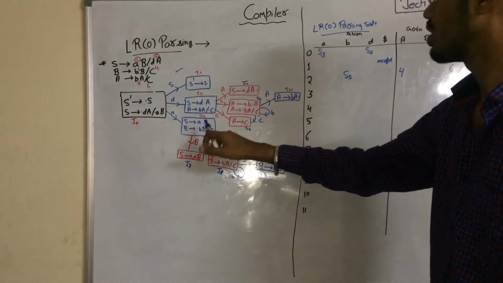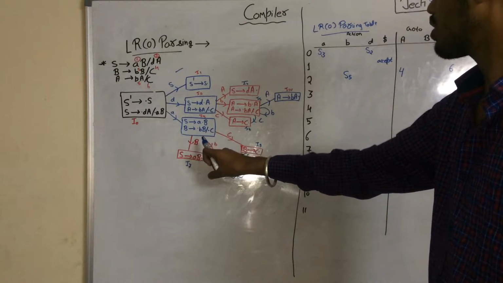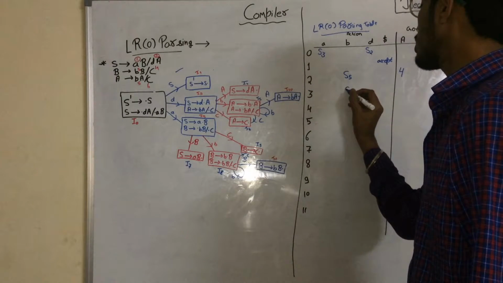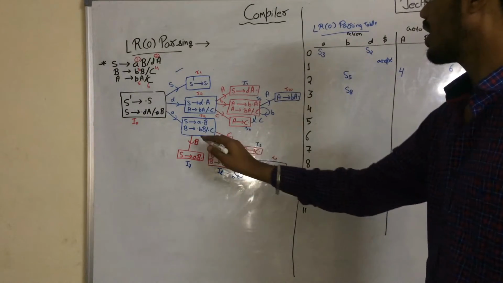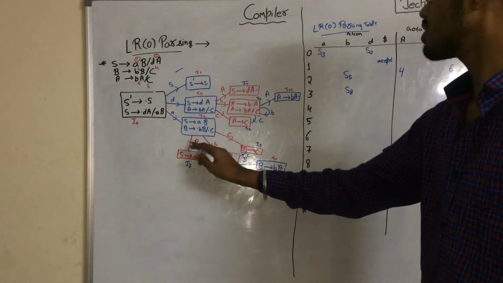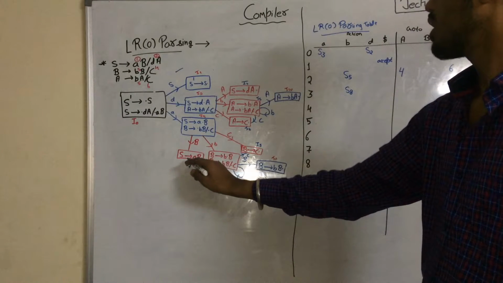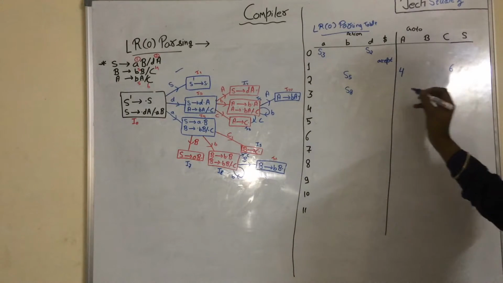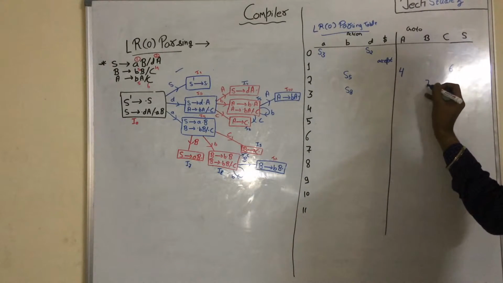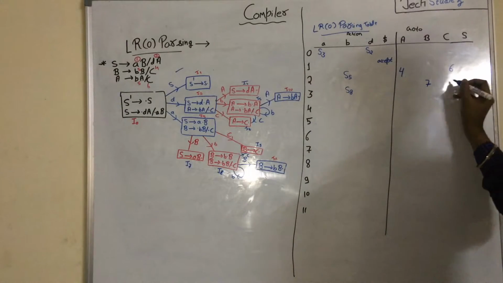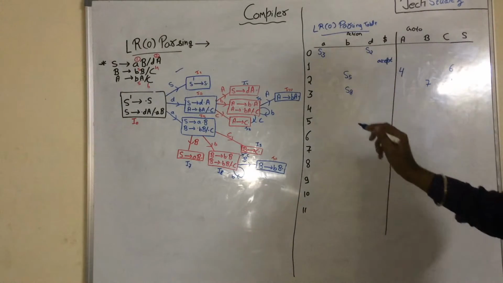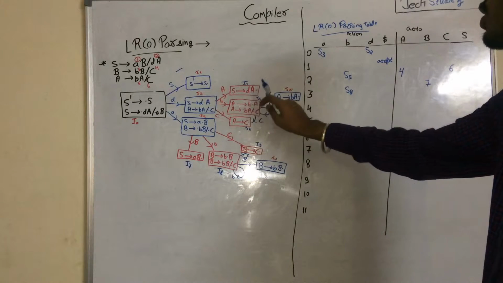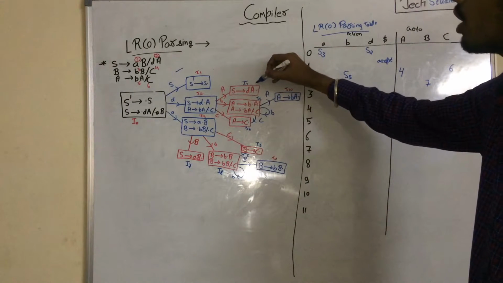Now check the third state. For input b, what do we get? 8. For third with b, this is shift, S8. And for capital B, which is a non-terminal, in the goto part, what do we have to write? 7. Third with B, what do we get? 7. And with C, what do we get? 9. Now come to the fourth. So take the fourth. This is a reduced state.